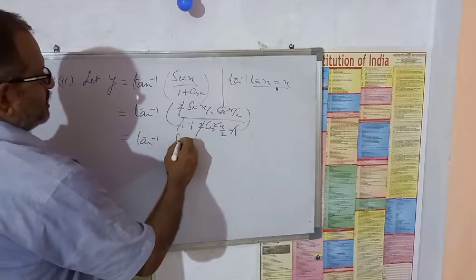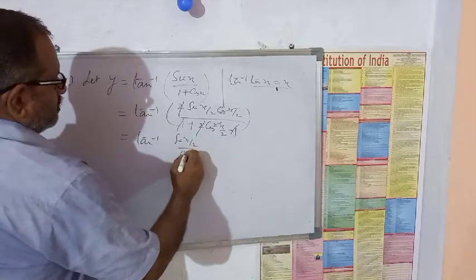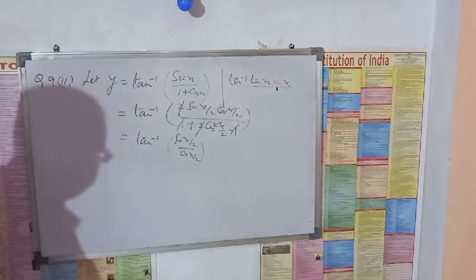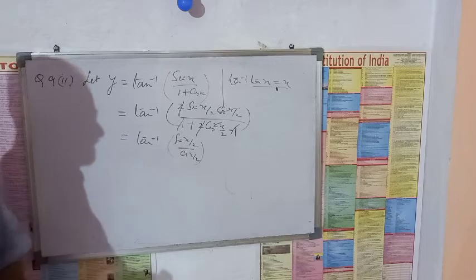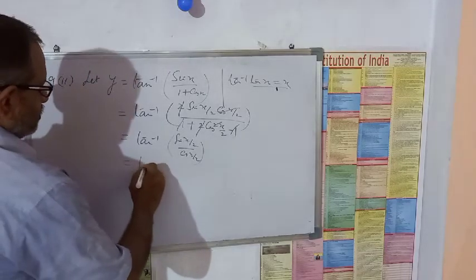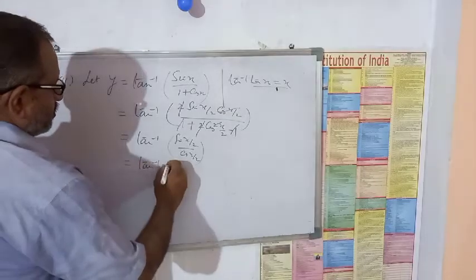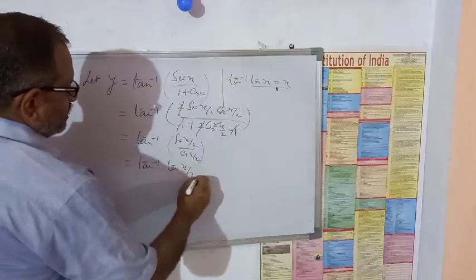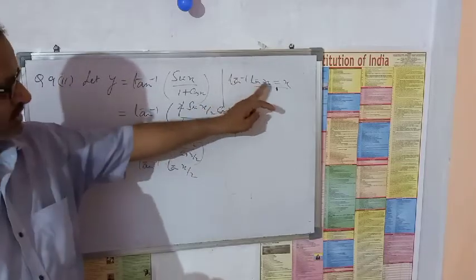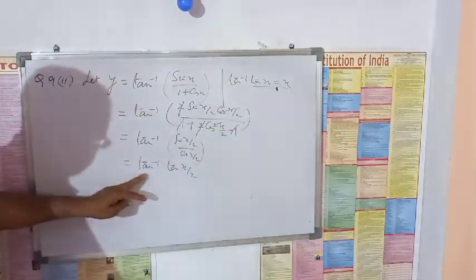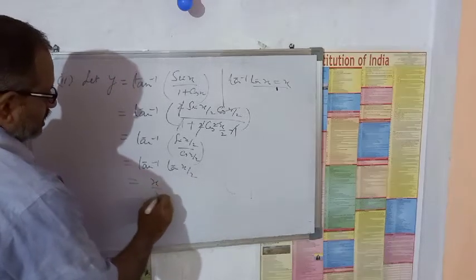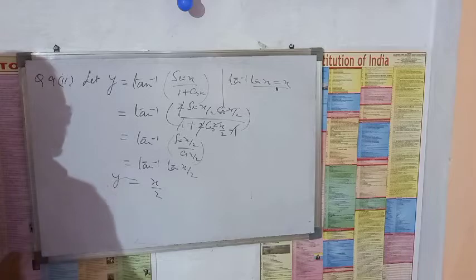So tan inverse sin x by 2 upon cos x by 2. And sin x by 2 upon cos x by 2 means tan x by 2. So right here, tan inverse tan x by 2. Now apply this property, tan inverse tan x is equal to x. So tan inverse tan x by 2 is equal to x by 2.